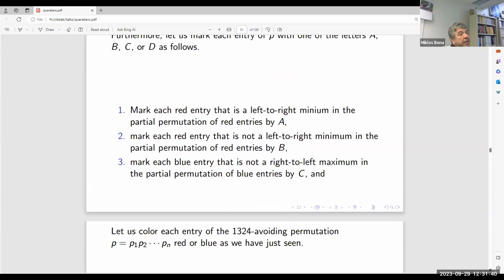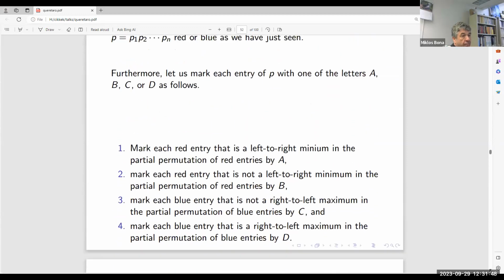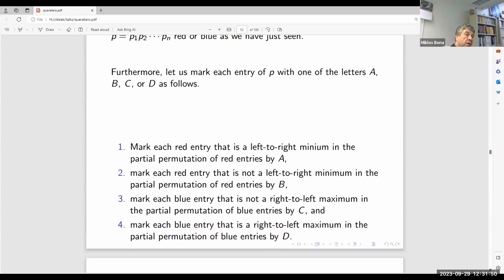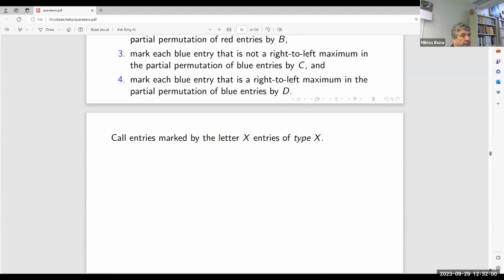Every blue entry that's not a right to left minimum will be C, and as you guessed, every blue entry that is a right to left maximum will be D. Okay? So now we have 4 different letters. Every entry of the permutation is encoded A, B, C, or D.